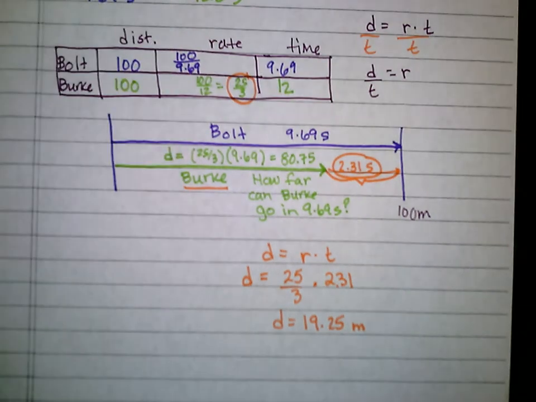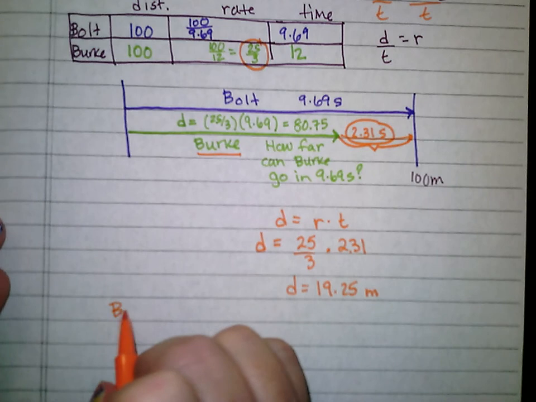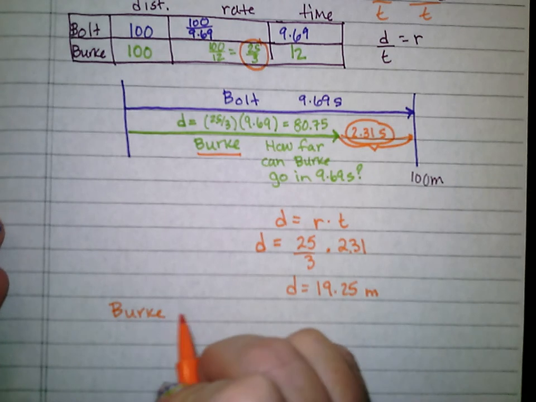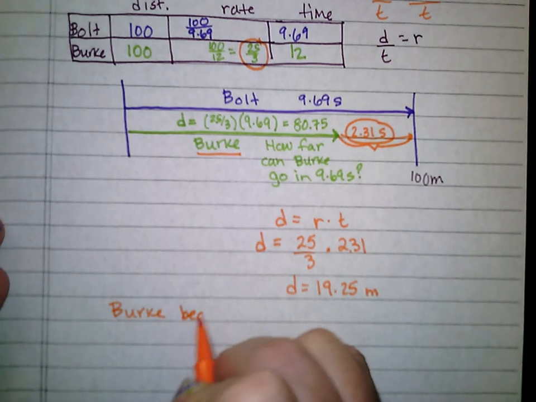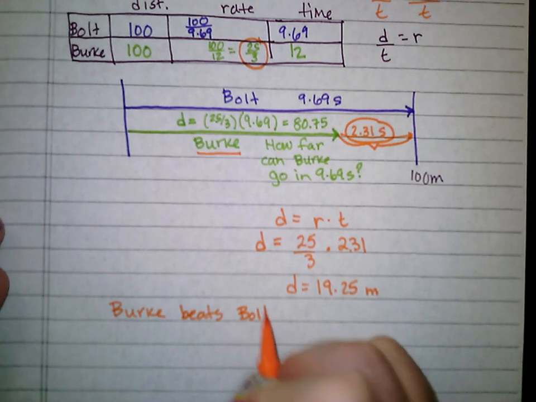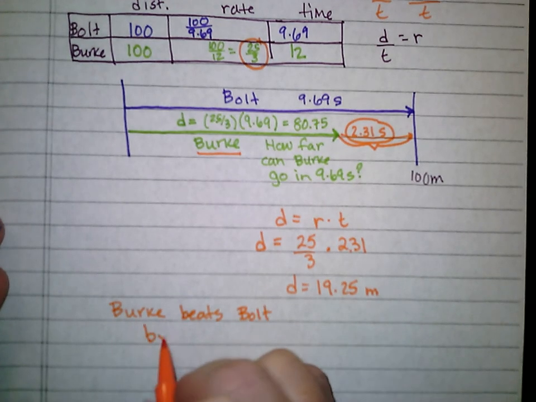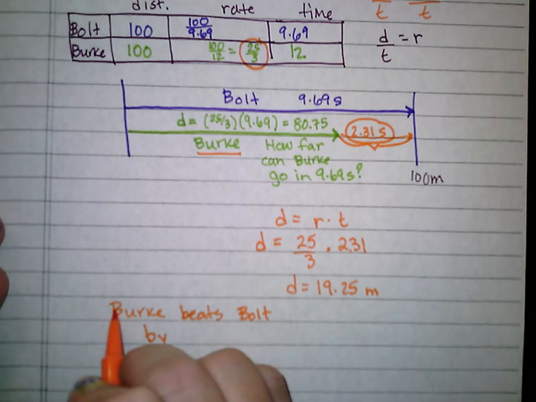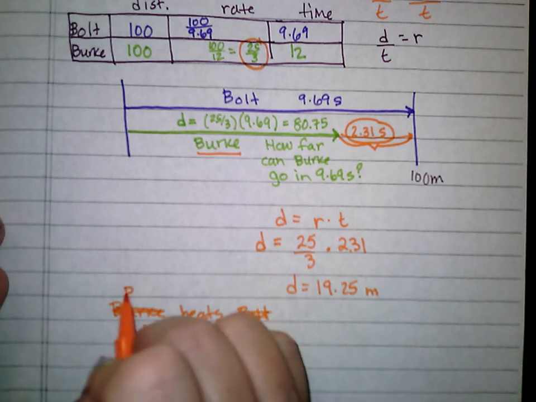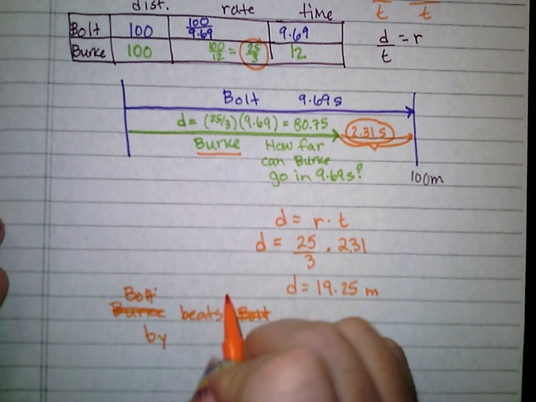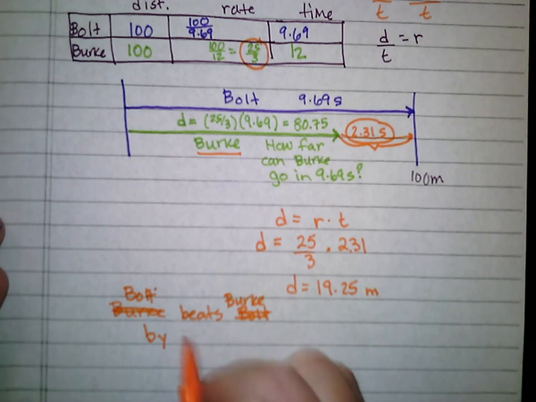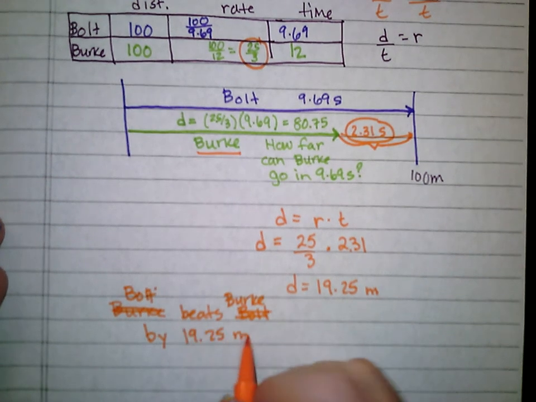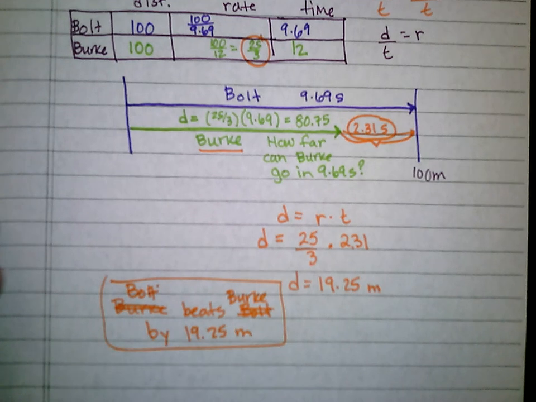So that was two ways to solve that, but I've seen lots of other ways that people have solved it. Whichever way you go about it, you should get that Burke beats Bolt. No, Bolt beats Burke. Bolt beats Burke by 19.25 meters if they were to run head-to-head, running their fastest Olympic time.